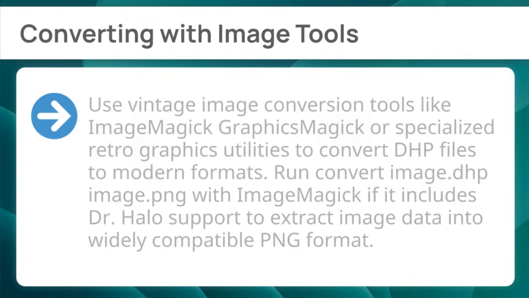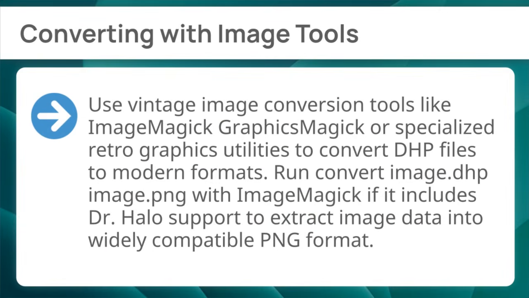First, converting with image tools. Use vintage image conversion tools like ImageMagick, GraphicsMagick, or specialized retro graphics utilities to convert DHP files to modern formats. Run convert image.dhp image.png with ImageMagick if it includes Dr. Halo support to extract image data into widely compatible PNG format.